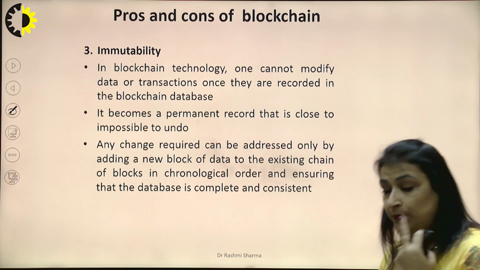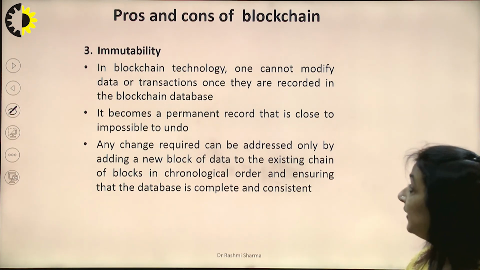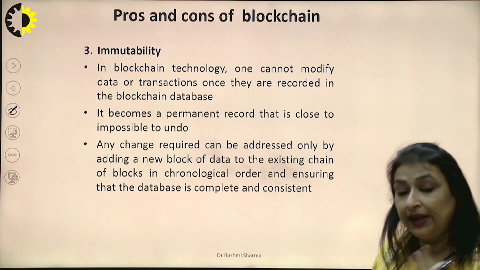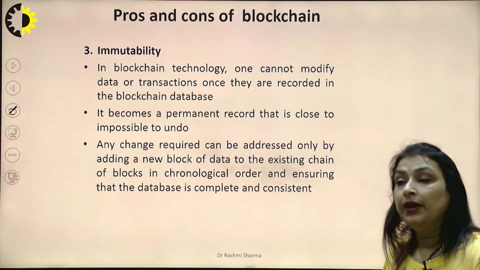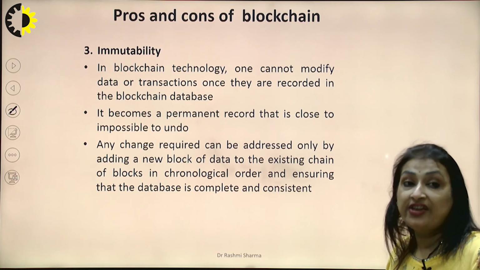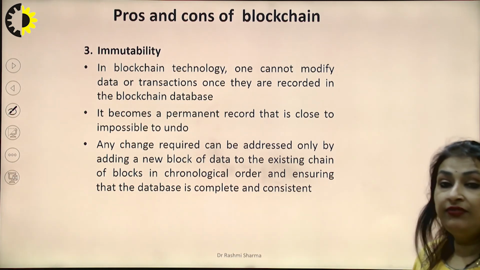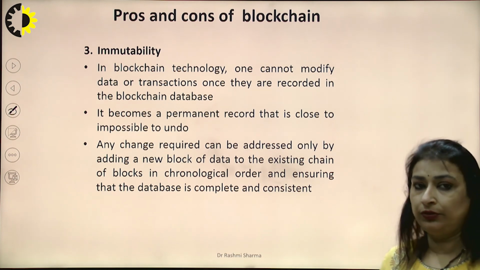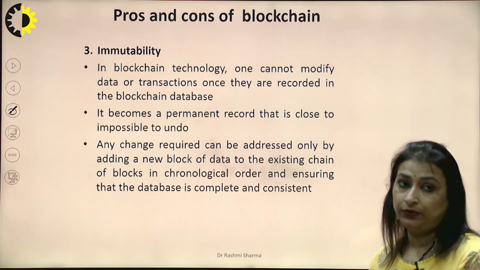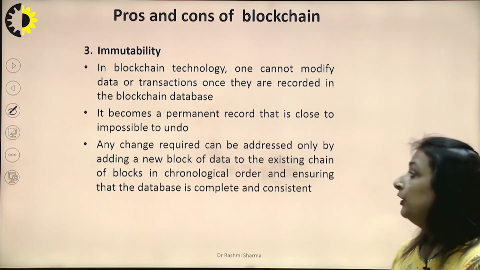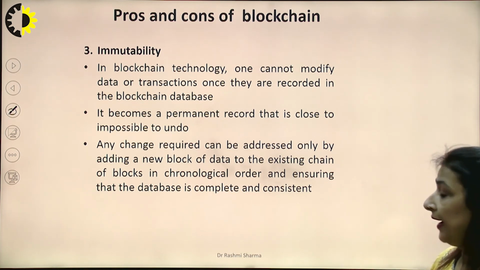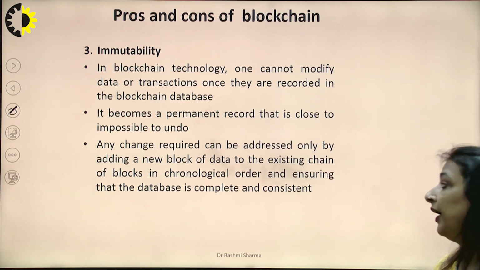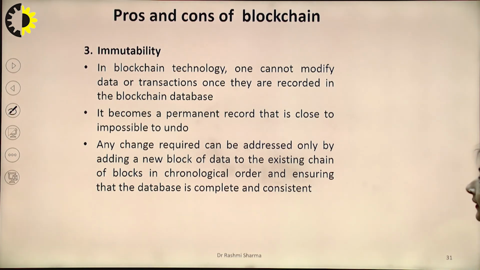Then the last pro and con is immutability, that is, we cannot modify the transactions. If by chance the name of a person in a transaction has changed, that record remains a permanent record. We cannot undo or update that record once it is done. Any change required can be addressed only by adding a new block to the existing chain in chronological order, which ensures that the database is complete and consistent.